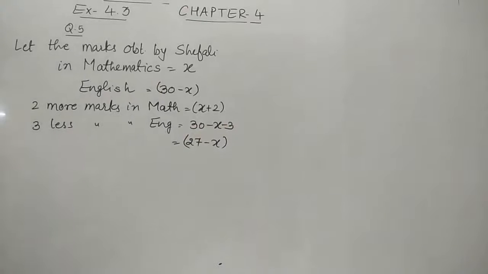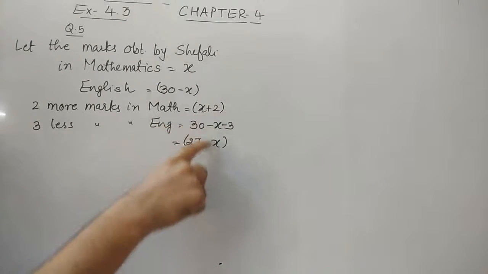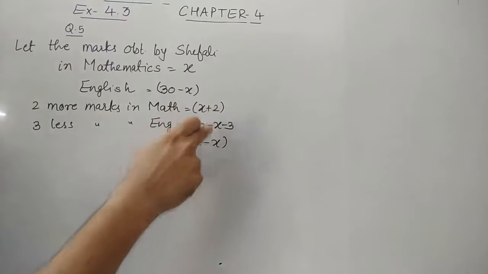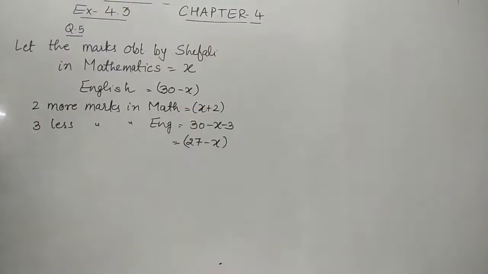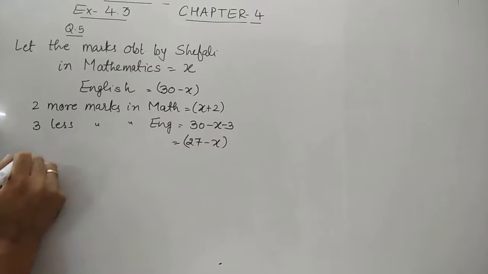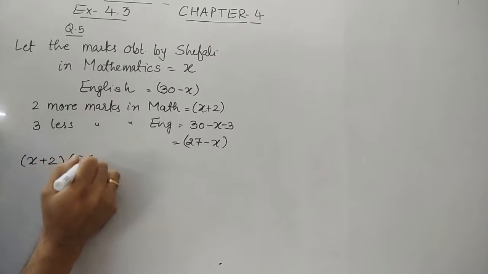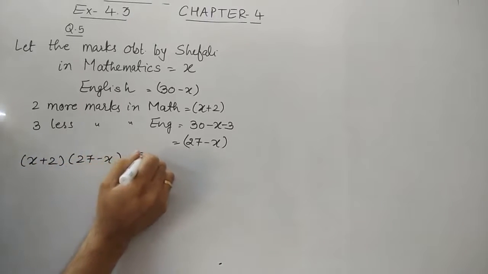Now let's see that there is a comparison between these two, and we will form the equation, remember. The product of their marks would have been 210. So the product, X plus 2 and 27 minus X, is 210.